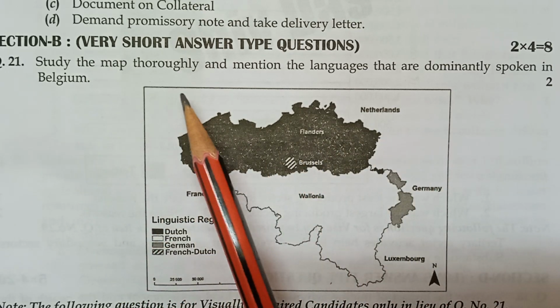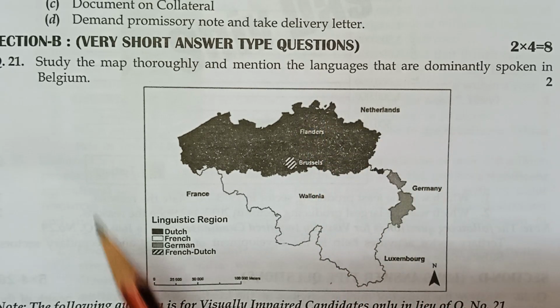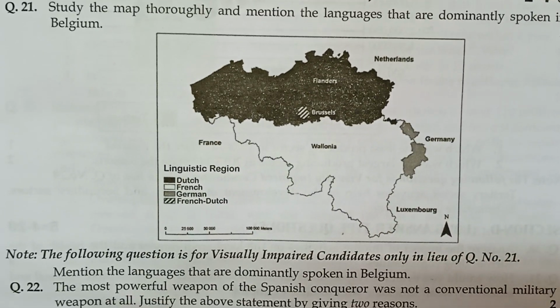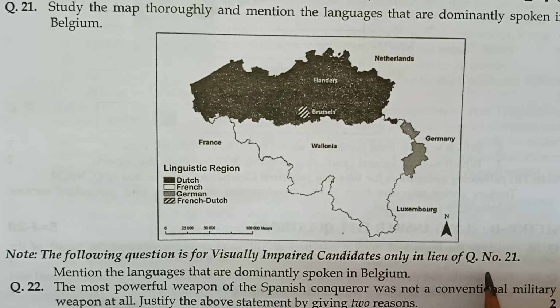Study the map thoroughly and mention the languages that are dominantly spoken in Belgium. So you can see here how Belgium and all these things are given there, and how they are talking about the languages spoken. Note: the following question is for visually impaired candidates only, in lieu of question number 21. Mention the languages that are dominantly spoken in Belgium. So you need to be aware that only visually impaired candidates can do this one.